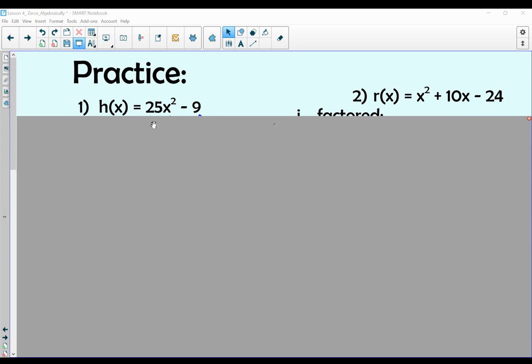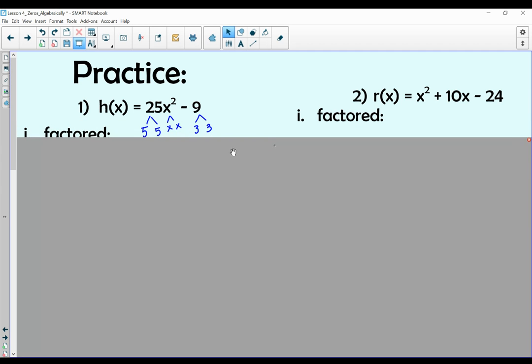So I know that in order to factor this, I need to start looking at this like they're perfect squares, because they are. 25's perfect square is 5. 5 times 5 is 25. X squared's perfect square is x. X times x is x squared. And 9's perfect square is 3. 3 times 3 is 9.